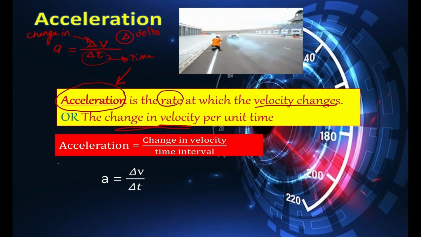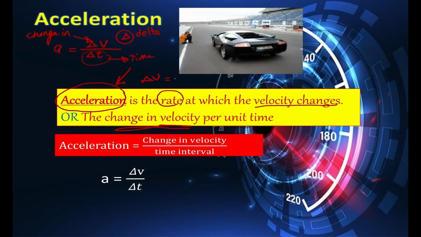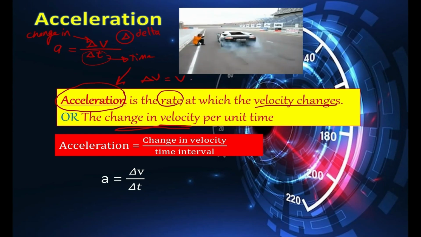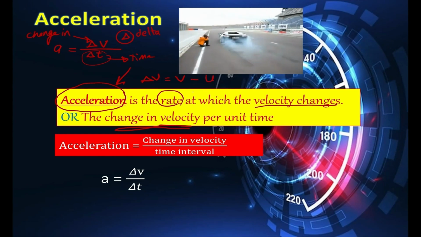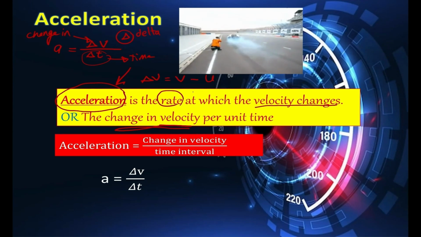How to get the change in anything? The change in anything equals the final minus the initial. The final velocity here will be represented using v, and the initial velocity will be represented here by u. So the change in velocity equals the final velocity v minus the initial velocity u.